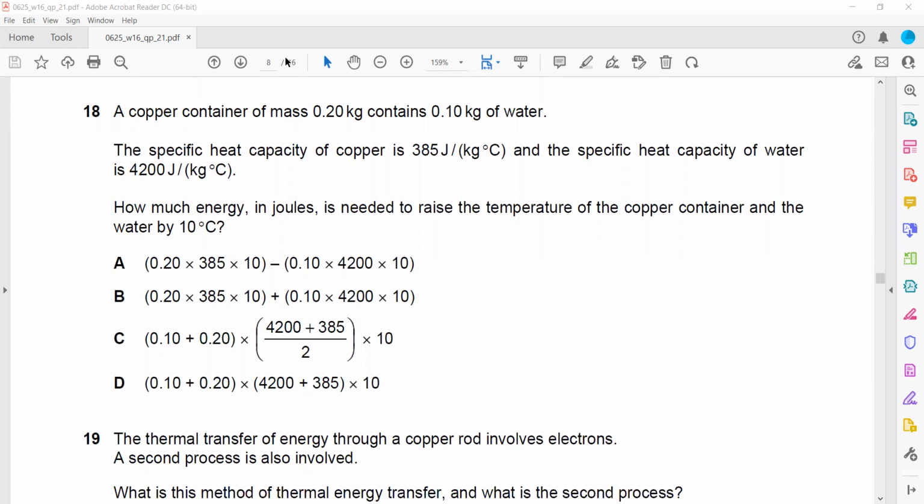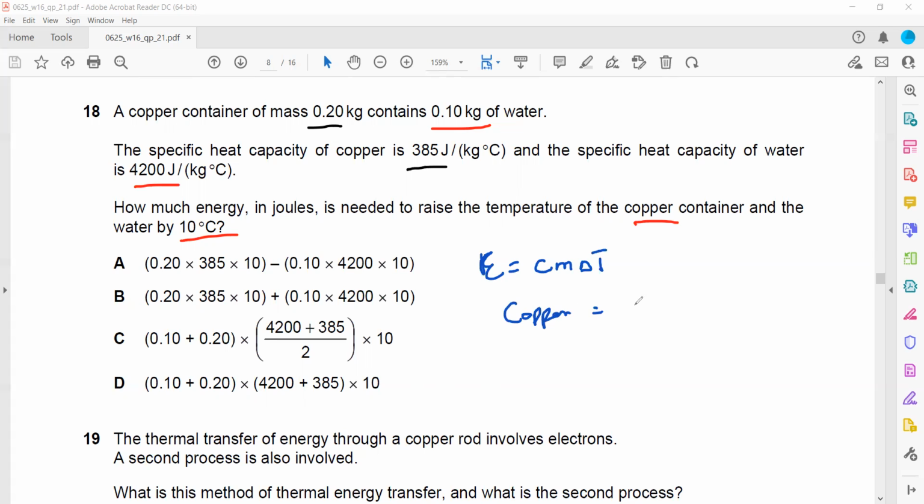A copper container has a mass of 0.20 and the water has a mass of 0.1. The specific heat capacity of copper is 385. The specific heat capacity of water is 4200. How much energy is needed to raise the temperature of the copper and the water by 10 degrees? So how do we find the energy needed to change the temperature? We have the formula E equals c m delta T. That's the formula to use whenever specific heat is given, to find the energy needed to change the temperature. E equals c m delta T. So first we'll find how much energy is needed for the copper.